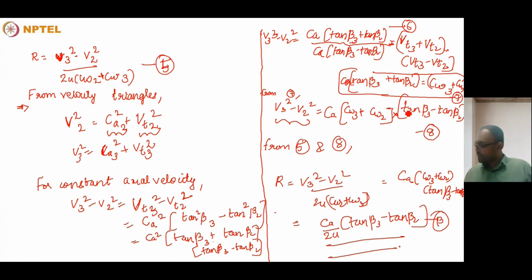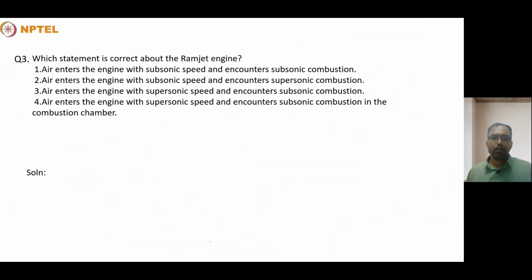So that completes the numericals for this session. Now we look into a few multiple choice questions for the nozzle, different types of nozzles and the diffusers.